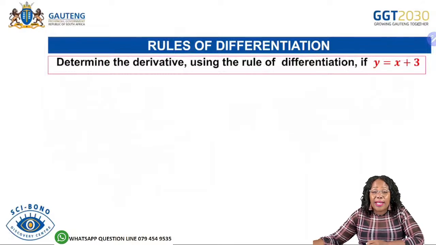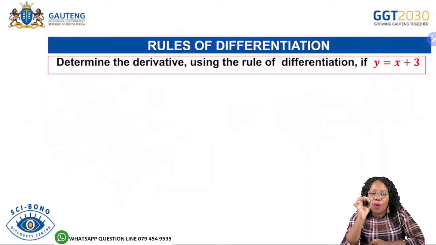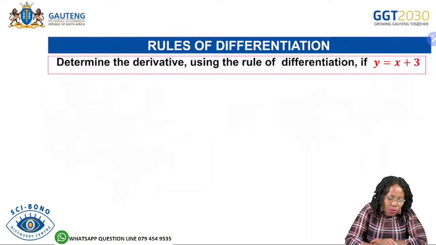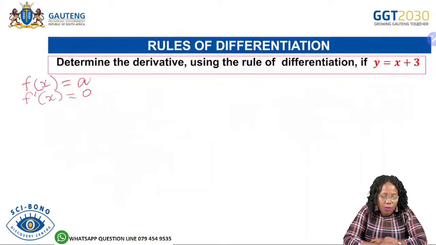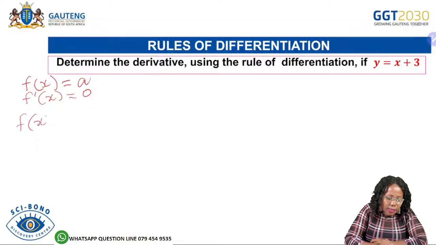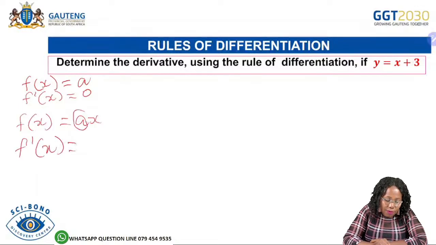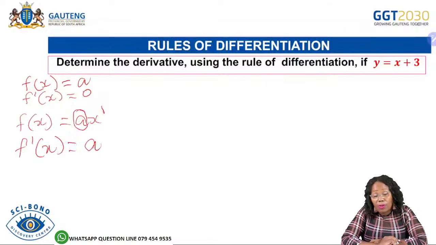Right. The rule says that any constant number will give you a 0. And then if it's an x to the power 1, you take the coefficient. Remember, the rule states that if it's f of x of a constant number, the answer will be 0. But if it is f of x of ax, now having an x, your derivative will be the coefficient of x only if it is x to the power 1. Then your answer will be a.